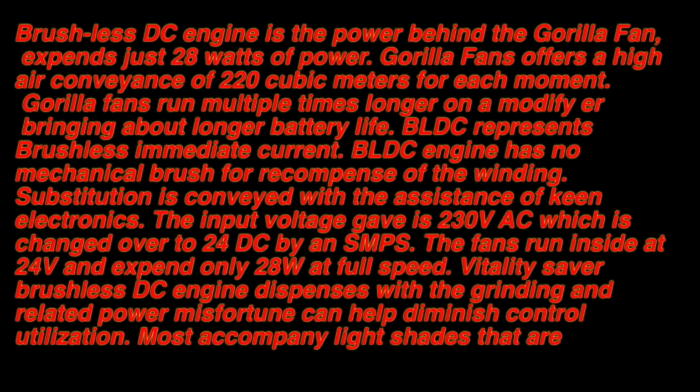Characteristics: brushless DC motor is the power behind the Gorilla fan, consumes just 28 watts of power. Gorilla fans offer a high air delivery up to 20 cubic meters per minute. Gorilla fans run multiple times longer on an inverter, resulting in longer battery life. BLDC stands for brushless direct current. BLDC motor has no mechanical brush for commutation of the winding. Commutation is done with the help of key electronics. The input voltage is 230 volt AC, which is converted to 24 DC by an SMPS.